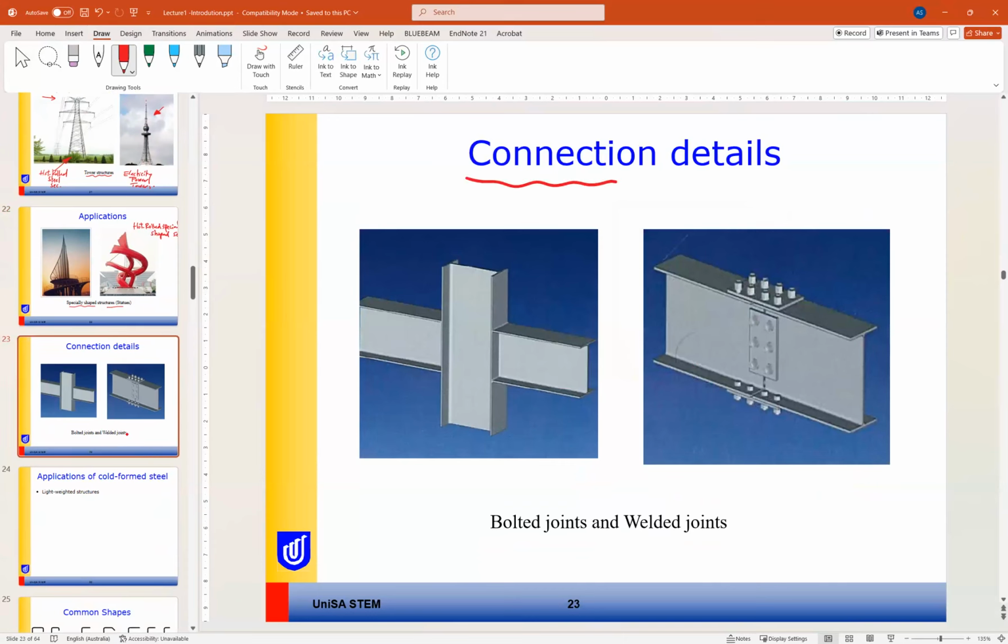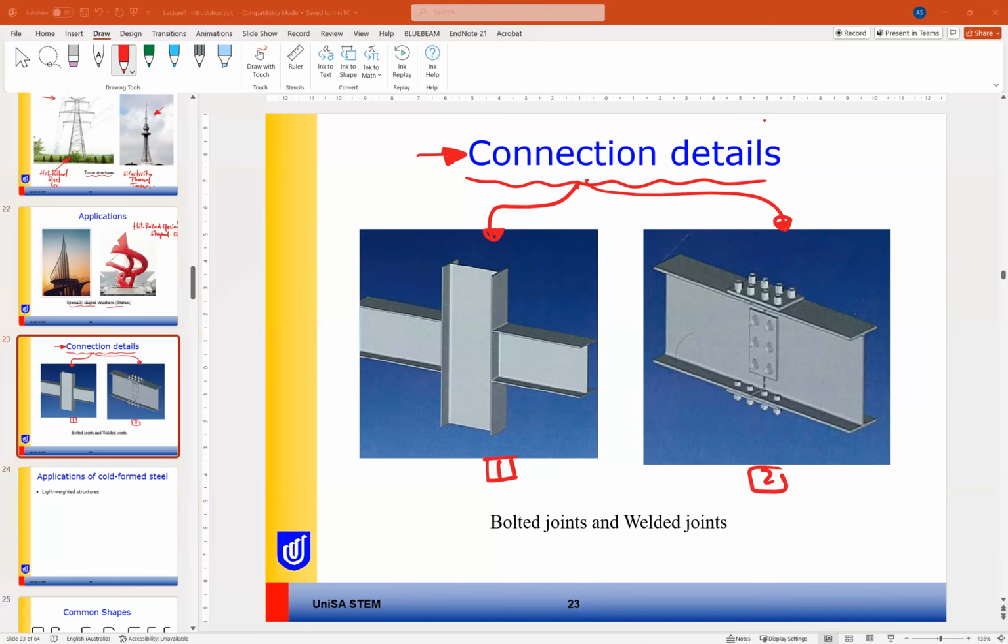And the last point, or one of the important points in steel, is how to connect the steel members together. So we have the connection details or the connection types. In hot rolled steel, we have two types of connection. What is the first one and what is the second one? We can connect the steel with welded connections. So in this one here, we have a welded connection. And in the welded connection, we have two.